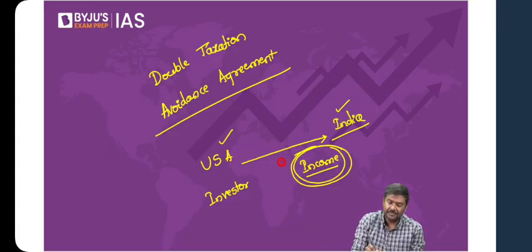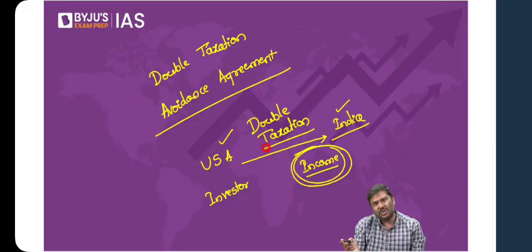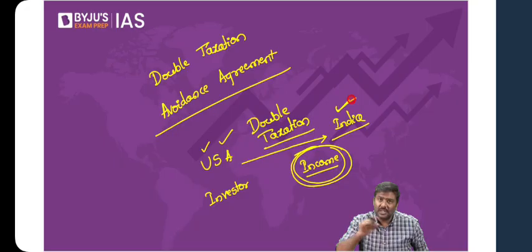This is called double taxation. And whenever there is double taxation, it will affect investment. For example, if you are a foreign investor and the governments of the USA as well as India impose tax on the same income, you will be afraid to make investments in India because you will have to pay so many taxes in both countries. So it will definitely have an impact on the investments made.